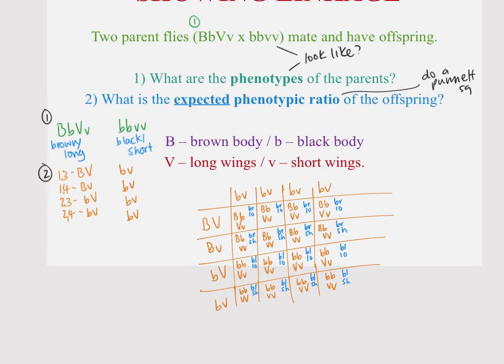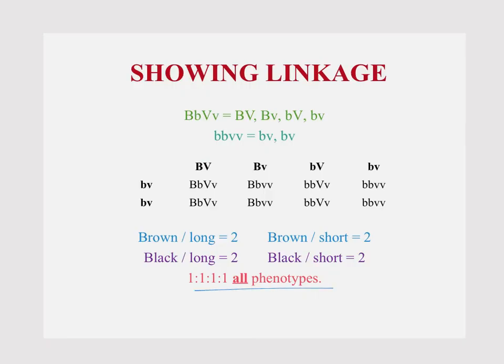And we can see here that we have got 4 brown long offspring in this row. So 4 brown long. We've got 4 brown short. We've got 4 black long. And we have got 4 black short. Okay, now this gives us a ratio of 1 to 1 to 1 to 1 on all of the phenotypes. Okay, so remember we're looking at the phenotypic ratios here.